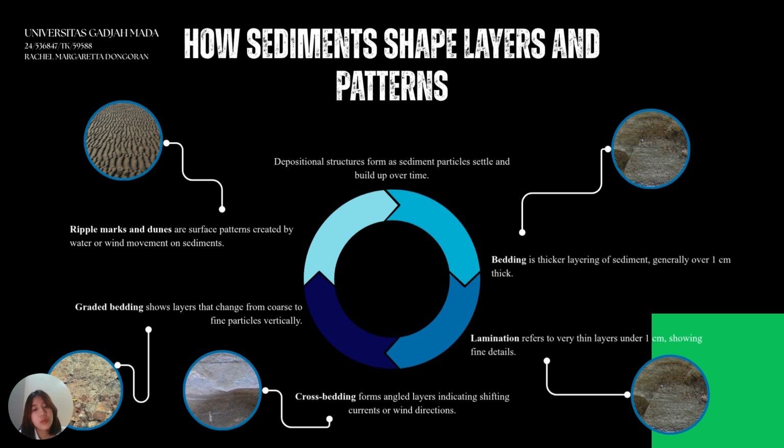Next, we have graded bedding. So this is where the grain size changes gradually from coarse at the bottom to fine at the top. So we see a difference in size in graded bedding. And then we have ripple marks and dunes, which are patterns formed by water or wind movement across sediment surfaces. And they're actually much easier to identify. So these structures tell us about the energy, flow conditions, and sediment supply during deposition.